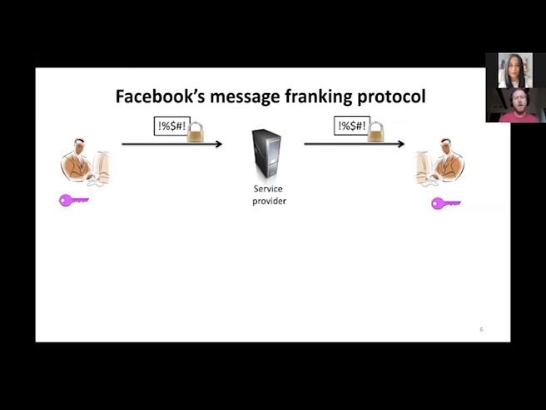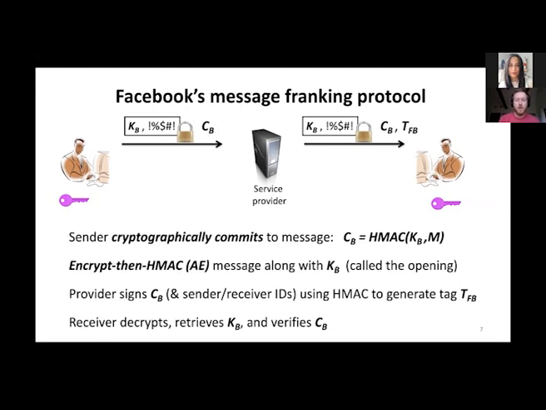So what Facebook did was encrypt not only the message using this authenticated encryption scheme, but also a key K_B for a cryptographic commitment to the message. And then that commitment, which ends up being a keyed hash of the message, in particular HMAC, is sent on the wire so that the service provider can see it. Now, because K_B is hidden underneath the authenticated encryption, the provider doesn't learn information about the message when it sees the commitment C_B.